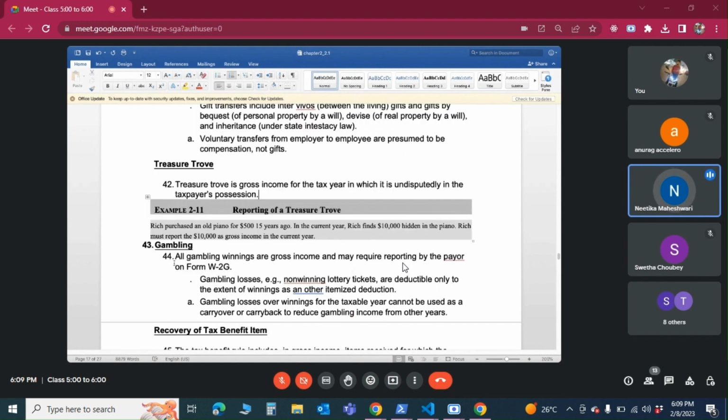Any gambling winnings: gambling is legal in the US. One can go and gamble, and there are a lot of casinos. So any gambling winnings are taxable. Gambling losses can be offset against gambling winnings. No other expenses, nothing else can be offset.